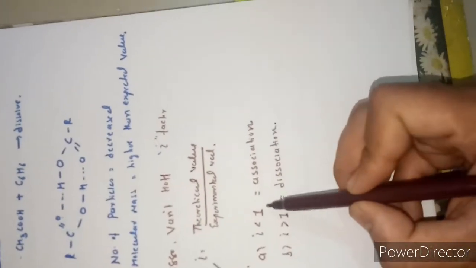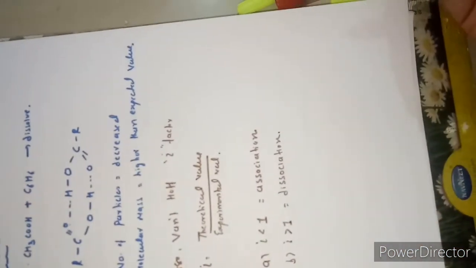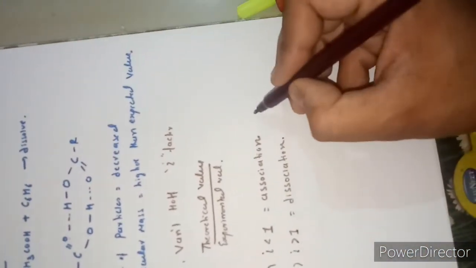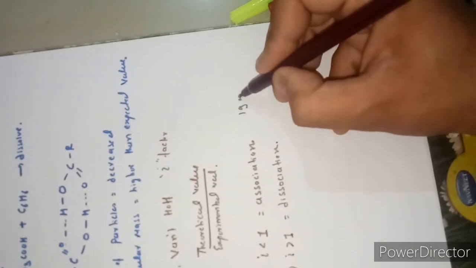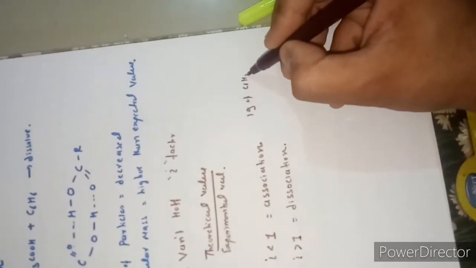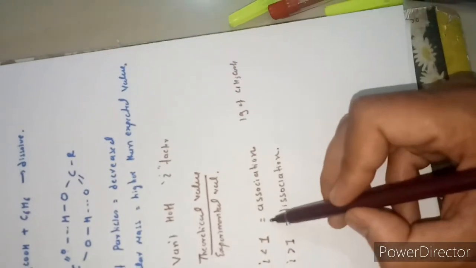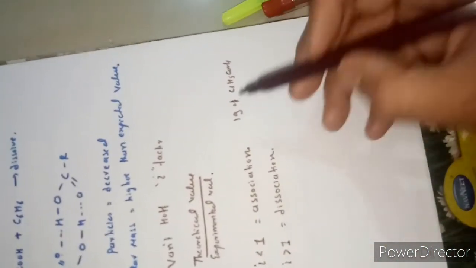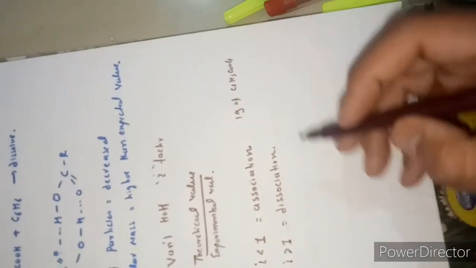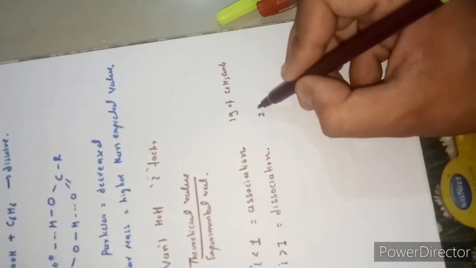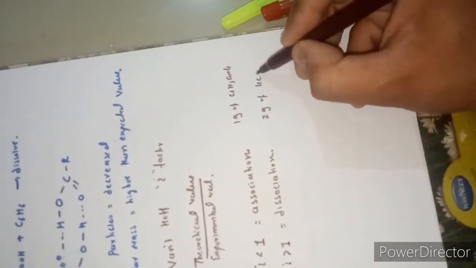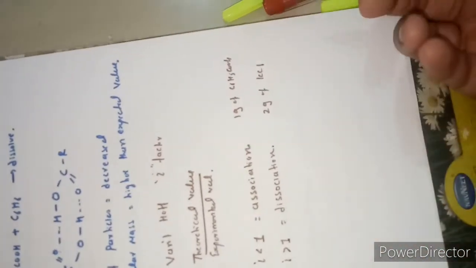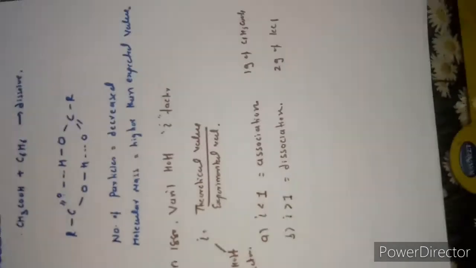So here the observed value would be less than 1. For example, if I have 1 gram of benzoic acid, that means the expected value of i would be less than 1, it will be half, that means 0.5. In dissociation, when I say I have 2 gram of KCl, the molecular mass will be double, so i would be greater than 1. This is what we are expecting.